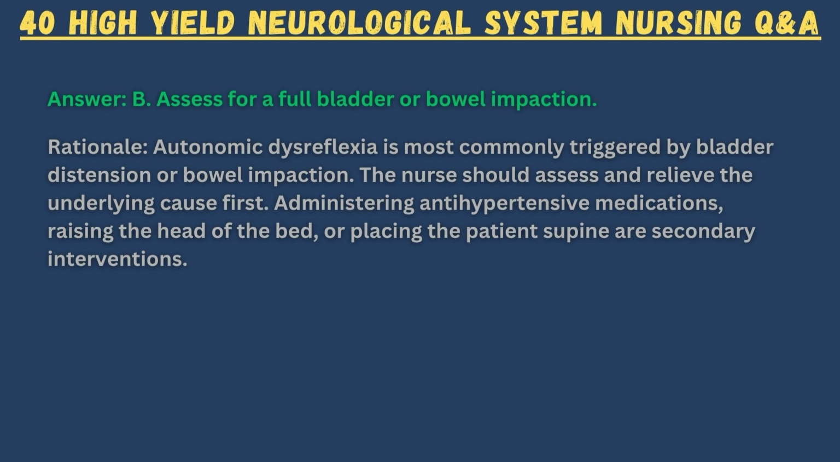Rationale: autonomic dysreflexia is most commonly triggered by bladder distension or bowel impaction. The nurse should assess and relieve the underlying cause first. Administering antihypertensive medications, raising the head of the bed, or placing the patient supine are secondary interventions.